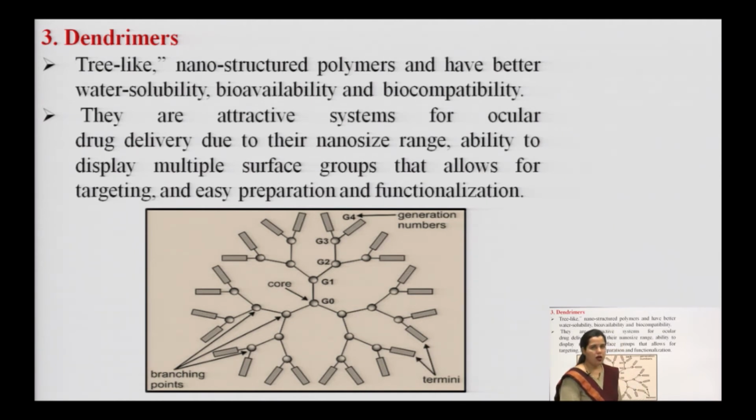So, you see, these are nano-structured carriers which can be targeted well within the eye, and you see the structure, these are branching points and these are the core generation numbers. So, the structure of dendrimers is like this only.